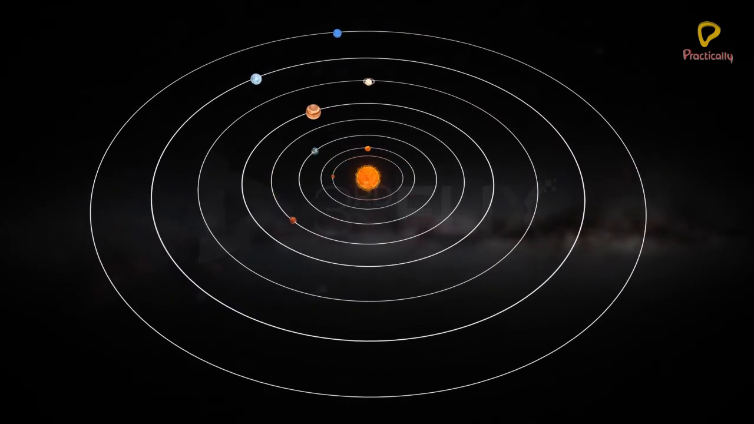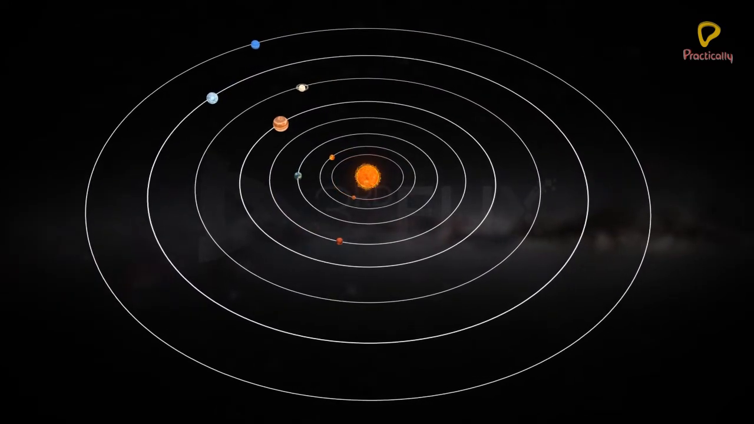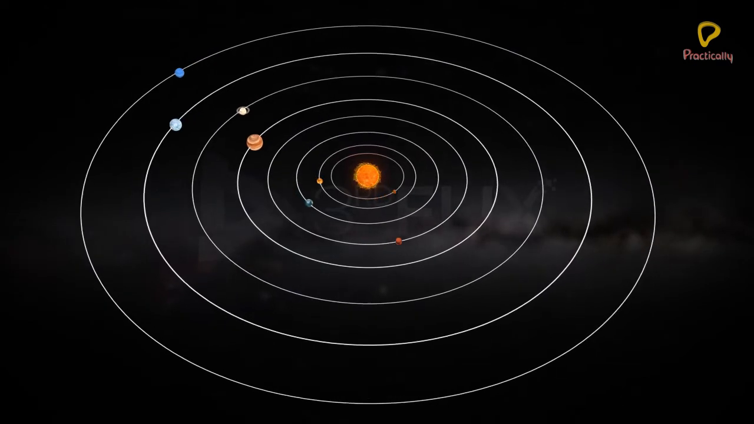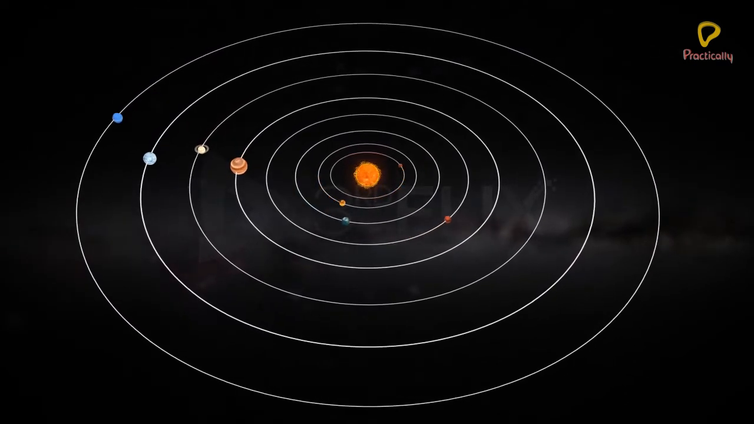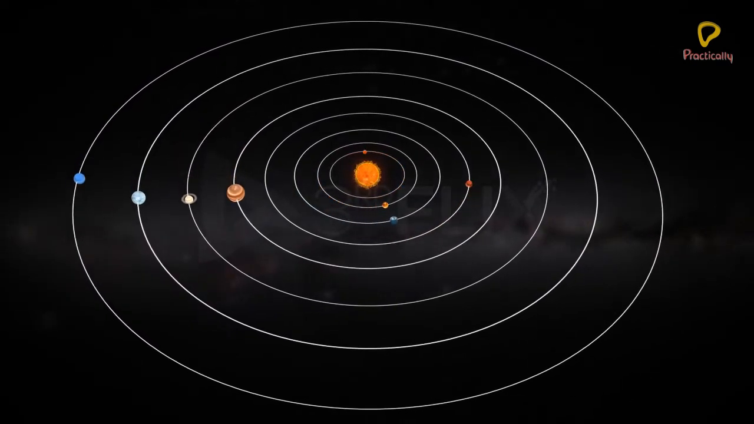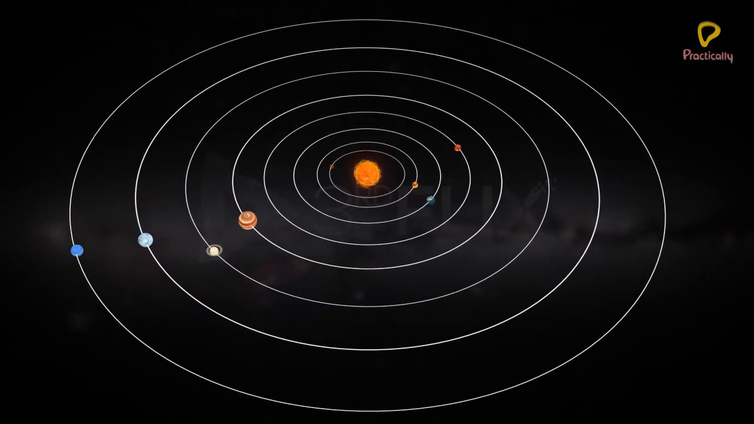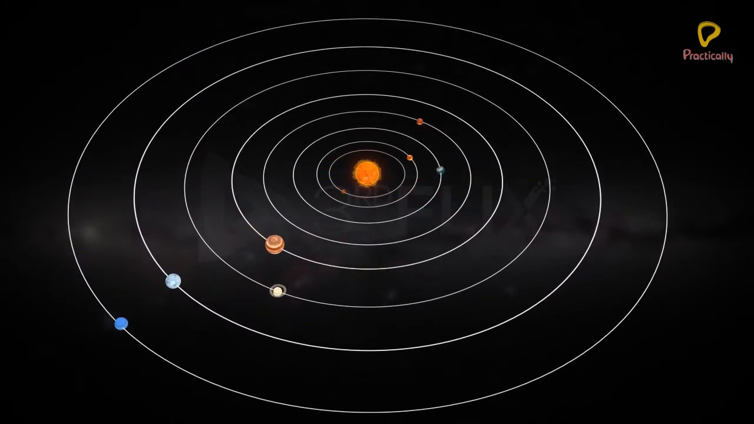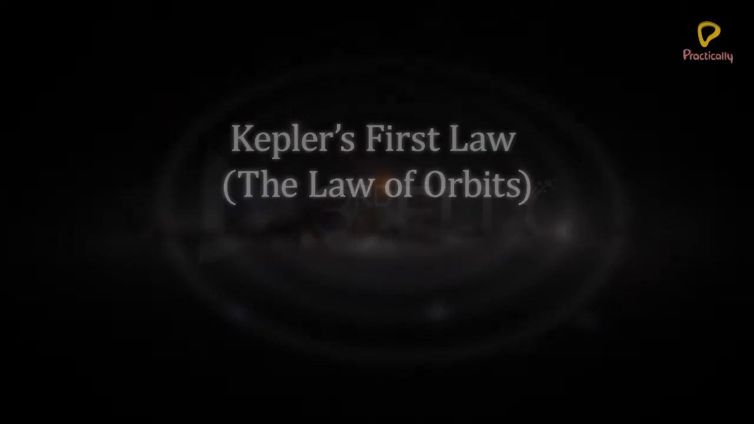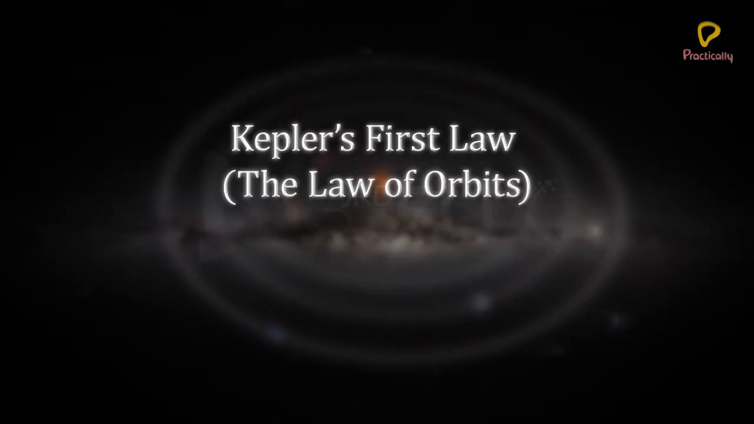Tycho Brahe had researched the motion of planets for over 20 years, but did not live long enough to analyze the data he had collected. Kepler consolidated Tycho's data to put forth his 3 laws of planetary motion. Kepler's first law, the law of orbits.